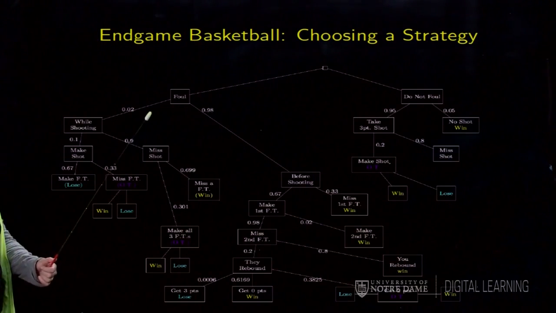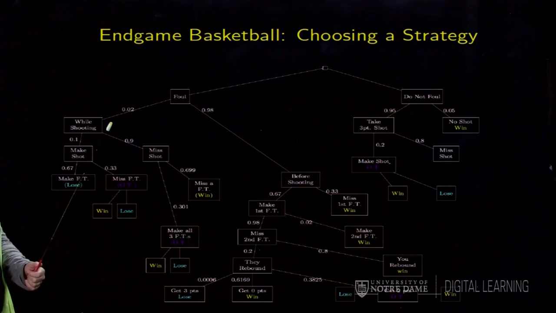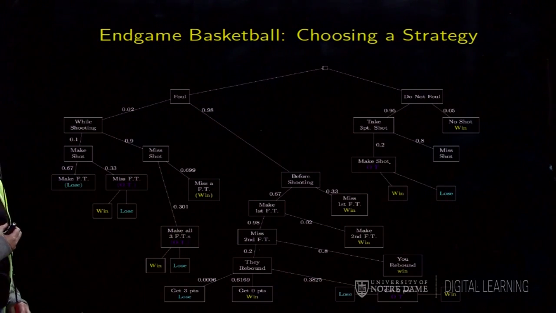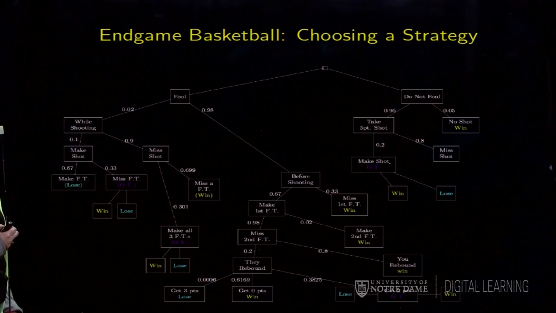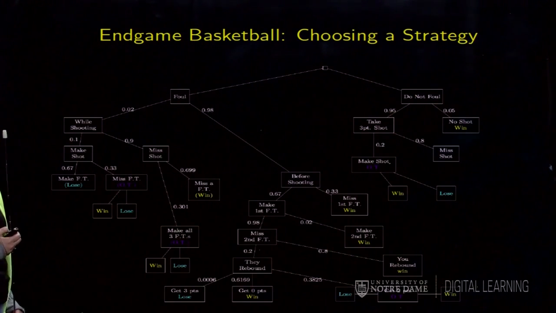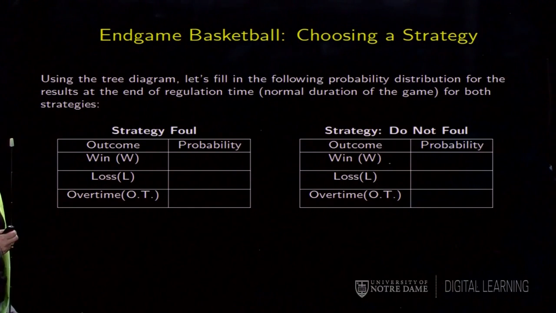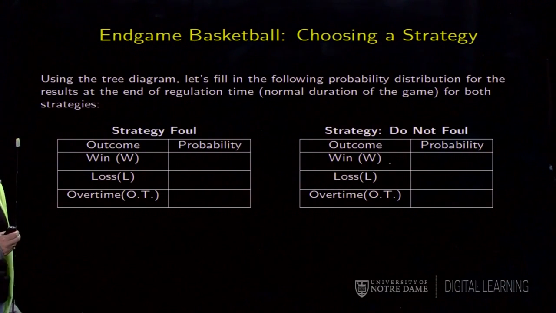And so here we've put all of the probabilities. When your opponent takes a number of shots in a row, we calculate the probability by raising the probability of an individual shot to the appropriate power. Okay, so we'd like to compare both strategies. So your team might have the strategy to foul, or the other strategy is not foul, and see what happens.